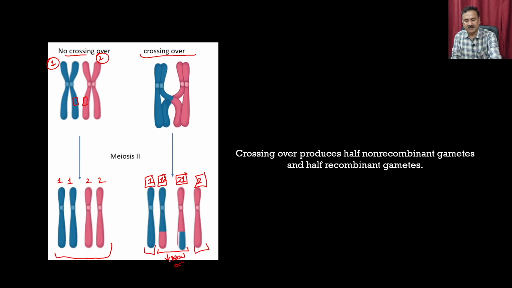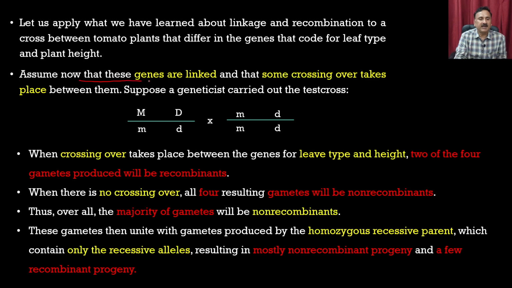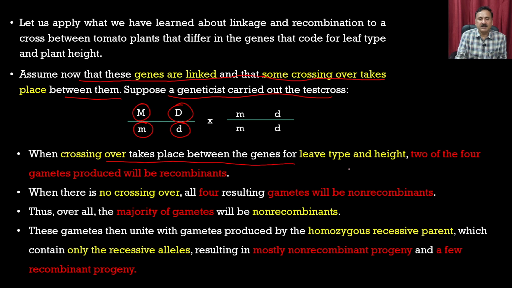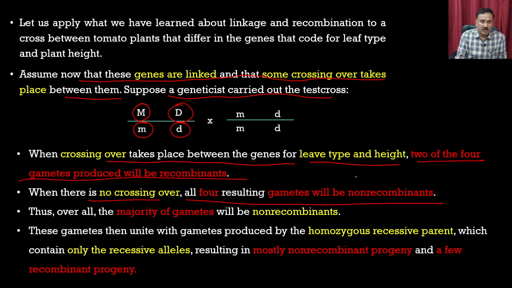So assume that we have genes that are linked and some crossing over takes place between them. Suppose a geneticist carried out the cross. So you are going to have the capital M versus small m and the capital D versus small d. And if the crossover takes place, then for the gene for leaf type and the height, two of the four gametes produced will be recombinants.